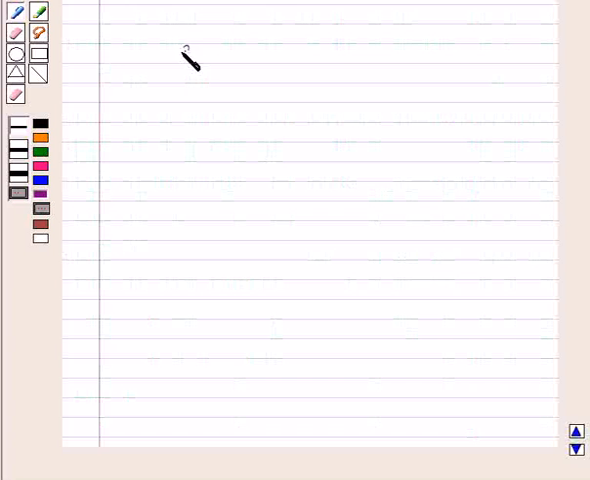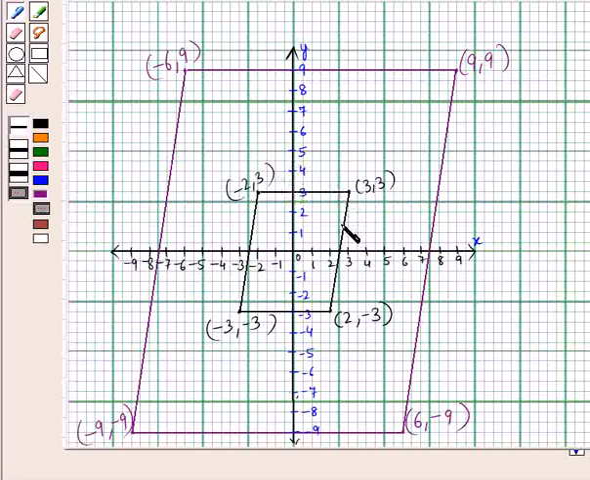So here, clearly, the scale factor is 3. Now here, as the black figure is enlarged to get the purple figure, the enlargement factor is 3. And the purple figure is the dilation of the black figure with center at origin. So this is the solution of the given question.